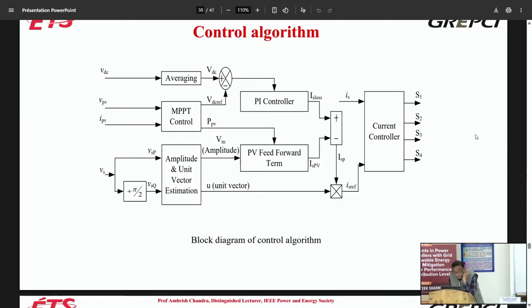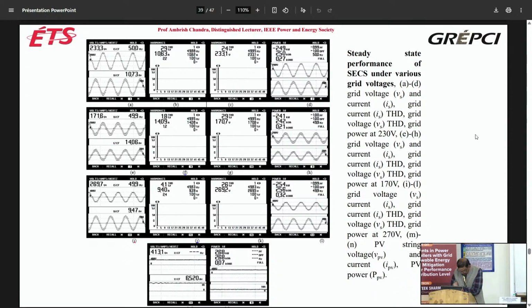And these are some experimental results. I have to finish at 1 o'clock? Oh, okay. So I will not go through this.